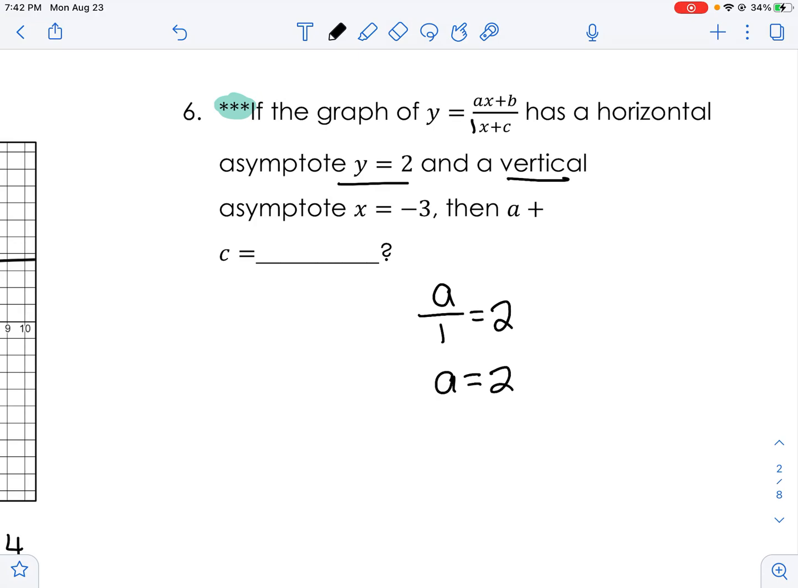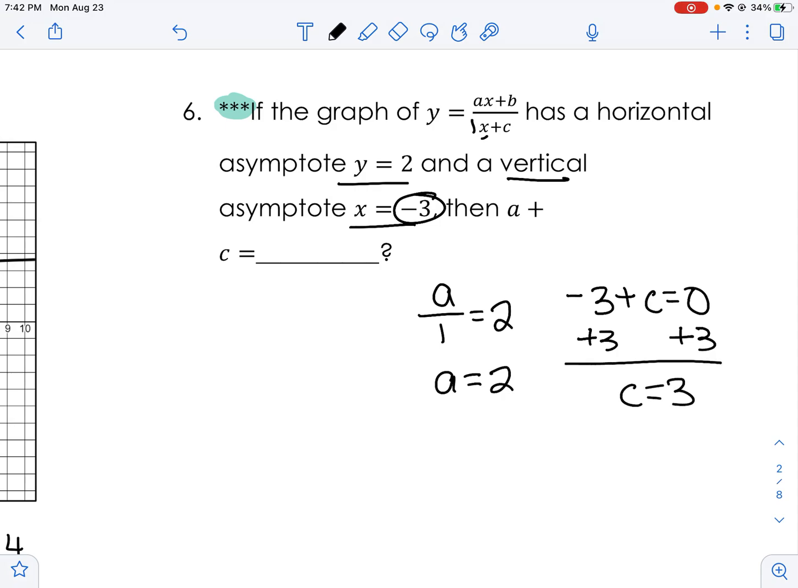Now, for the vertical asymptote, if we want it to equal -3, that means I have to take my denominator and set it equal to 0. So -3 plus c is equal to 0. How did I know that? All I did is I replaced that x with this -3. And to solve, I add 3 to both sides, which tells me c equals 3. So to answer the question, what is a plus c? a plus c would be 5.